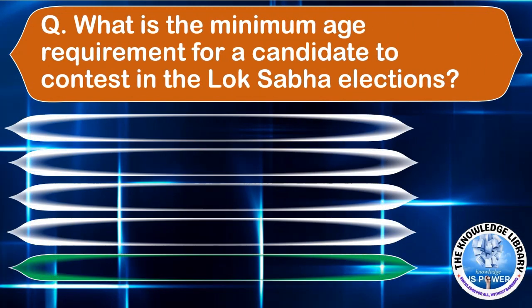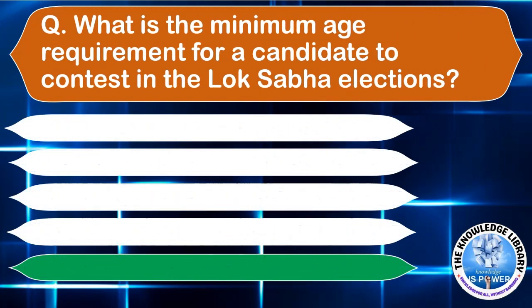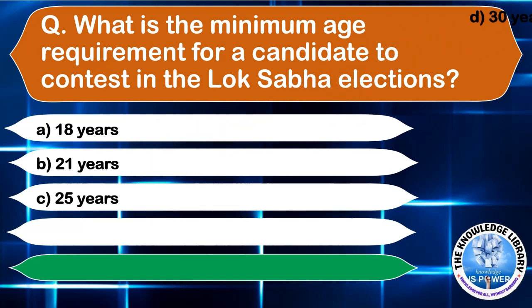What is the minimum age requirement for a candidate to contest in the Lok Sabha election? Option A, 18 years. Option B, 21 years. Option C, 25 years. Or option D, 30 years. The correct answer is option C, 25 years. Moving to the next question.